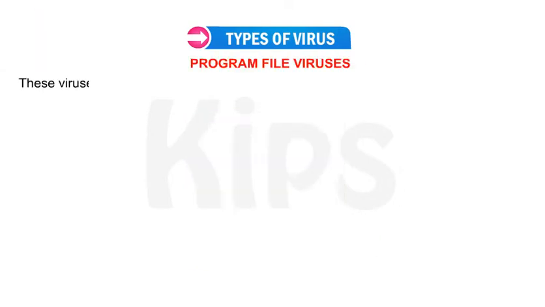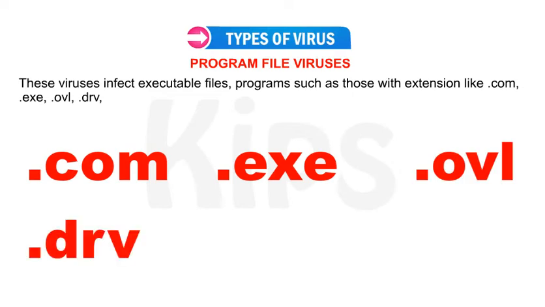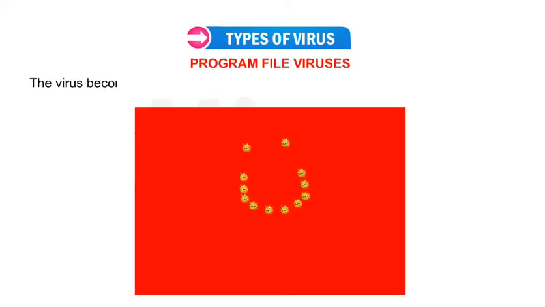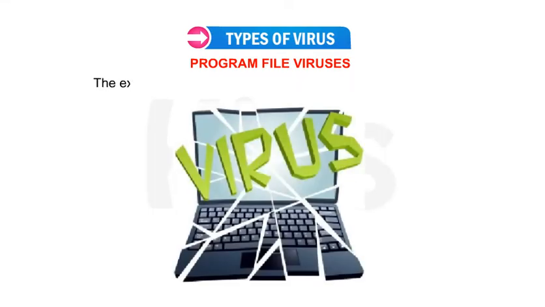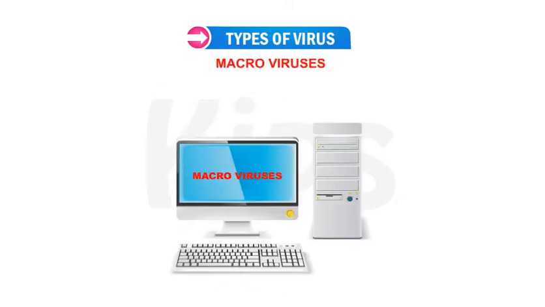Program file viruses. These viruses infect executable files, programs such as those with extensions like .com, .exe, .ovl, .drv, .sys, etc. These programs get loaded in the computer memory during execution. The virus becomes active in the computer memory by replicating itself and infecting files on the disk. Examples of program file viruses are Sunday, Cascade, etc.